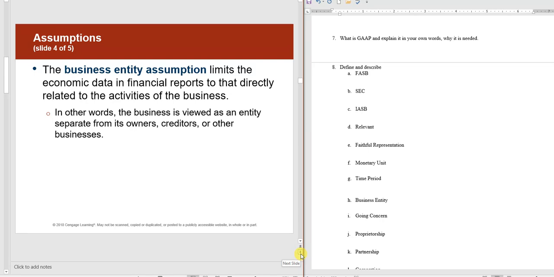Business entity assumption. A business is separate from its owners, so I don't want to commingle what I did with my business. If I have a business that sells t-shirts and I did tutoring on the side, I would keep my t-shirt business separate from my tutoring. So the business is separate from the owners.